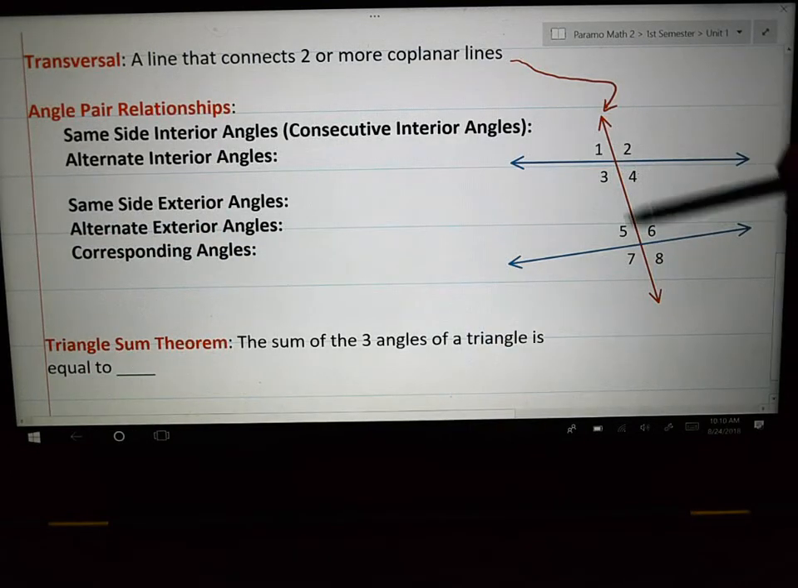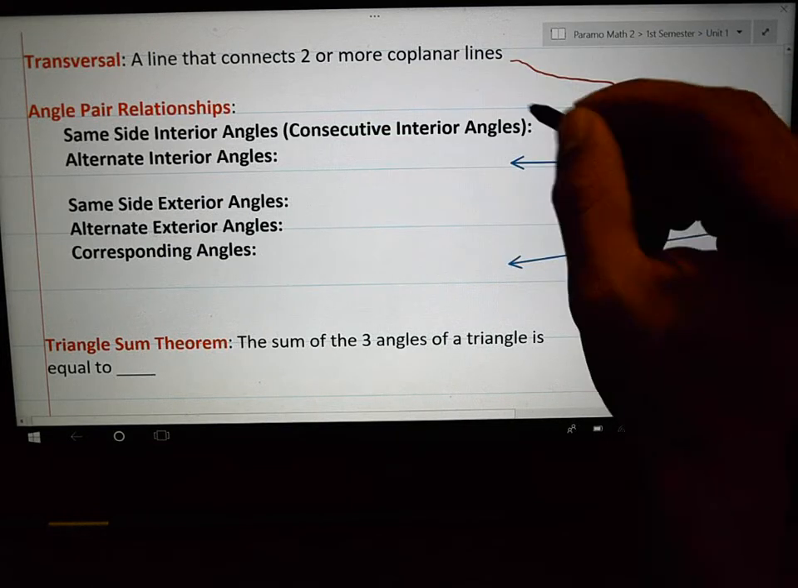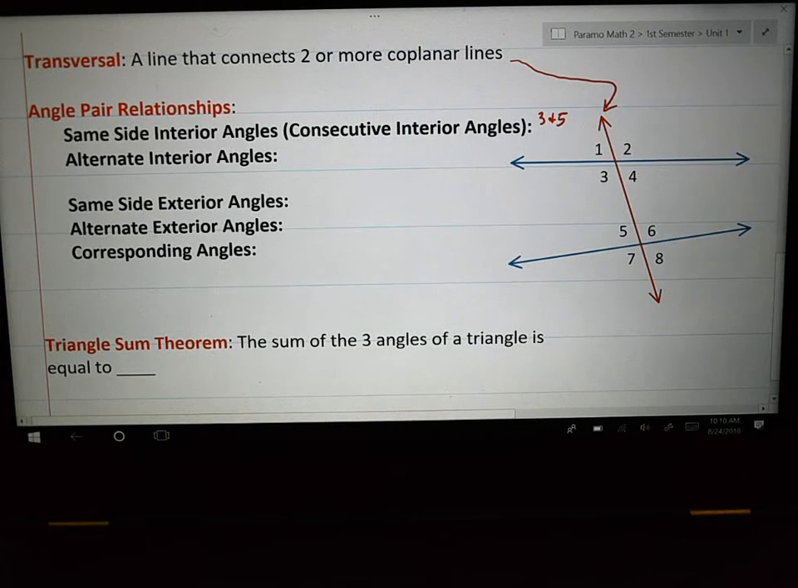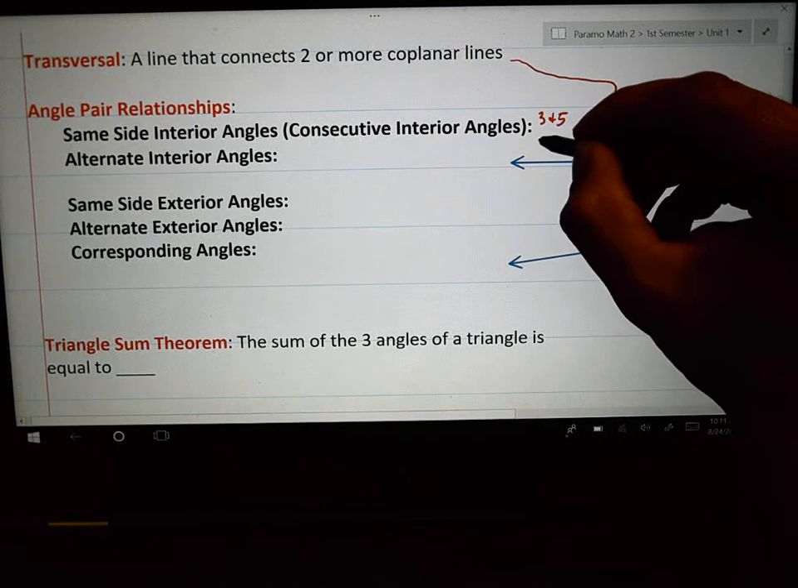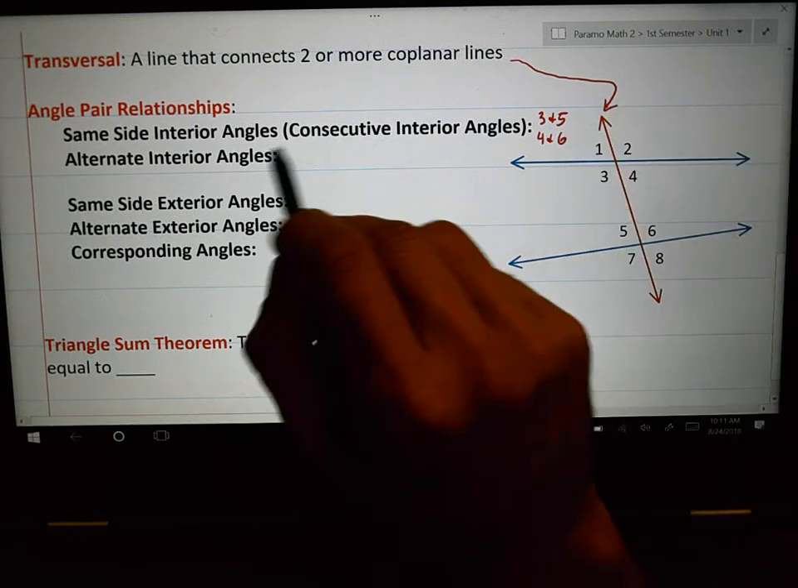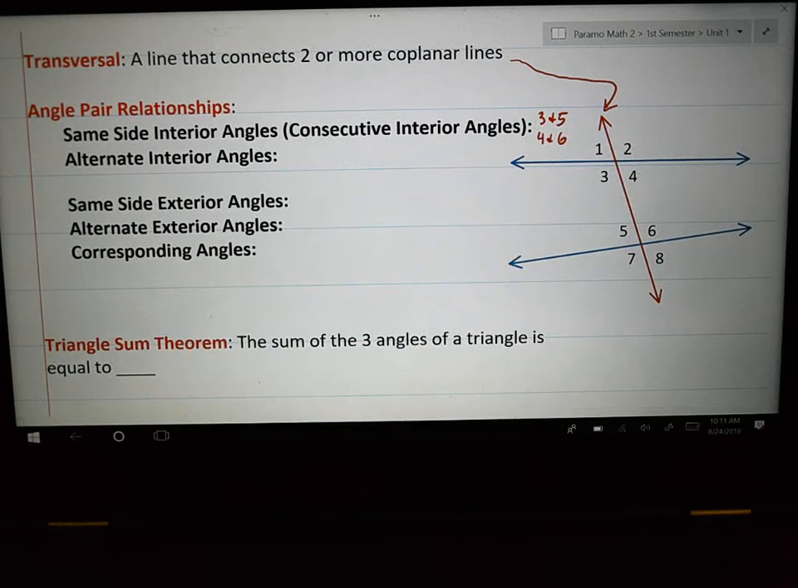So if I ask you to tell me which ones are the same side interior angles, you're looking for something on the same side of the red line, and they have to be interior, like 3 and 5. Those are also known as consecutive interior angles. 3 and 5 are same side interior. I bet you can name another pair. 4 and what other number are same side interior? 4 and what? Say it out loud. Good job. Those are your consecutive interior angles. Those are your same side interior angles. I'm putting both next to that.